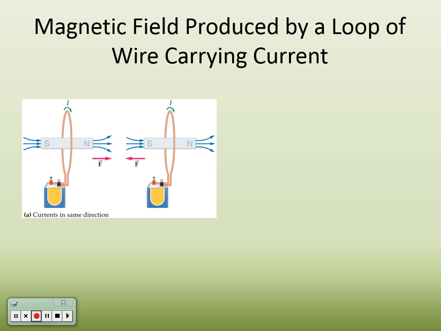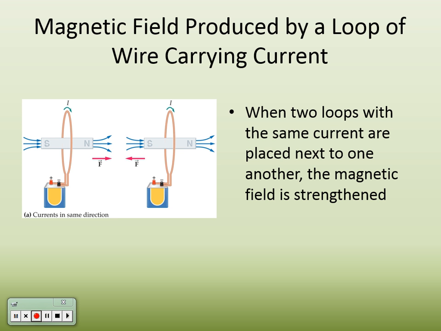When we have two loops, each with their own current, now it's almost like we have two bar magnets. These loops would attract each other, north pole, south pole. But more importantly to our discussion, having two magnets is a stronger field than having only one magnet. So now if we have two loops where the current is flowing in the same direction, we get a stronger magnetic field. The more loops we have, the stronger the magnetic field is.